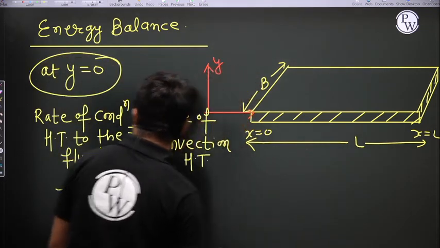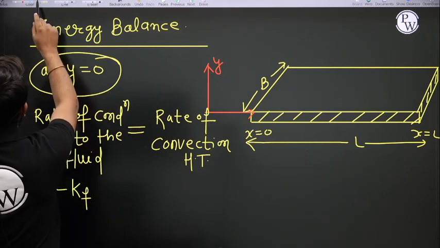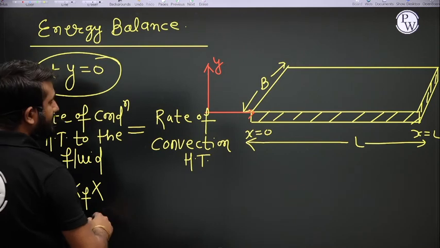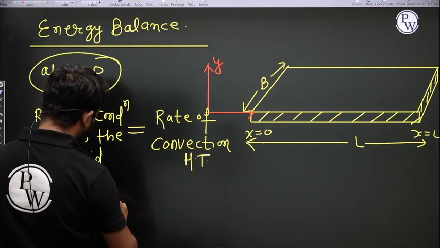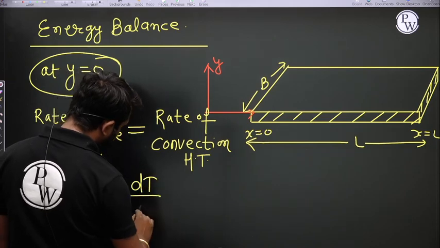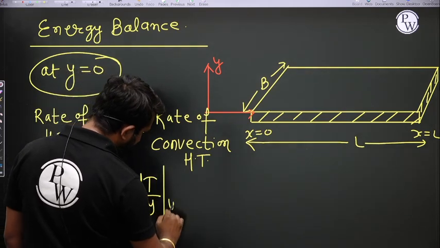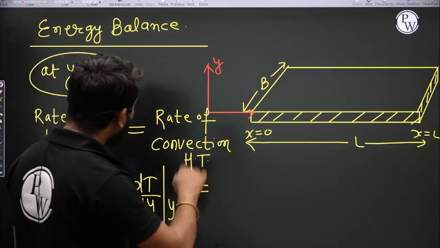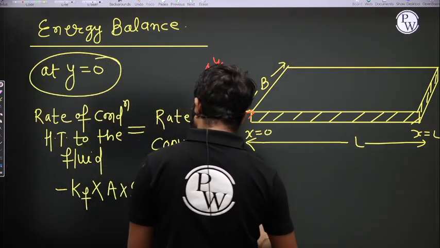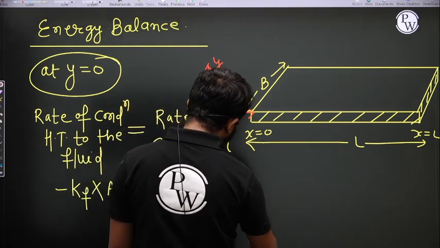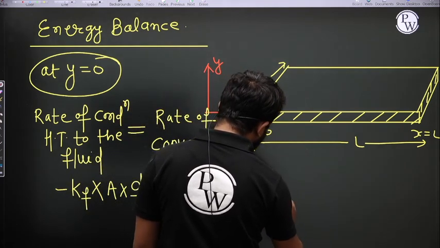Okay, fine. The k_f into area. So, area from where the conduction occurs, that is B into L, right? Or simply I say this is k_f A dT/dy at y equals 0. And this is equal to the rate of convection heat transfer. And what is the area from where the convection occurs? That is A only. So hA, and this is Ts minus T infinity.